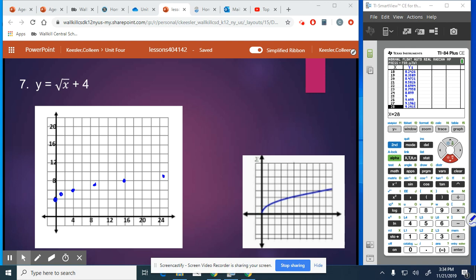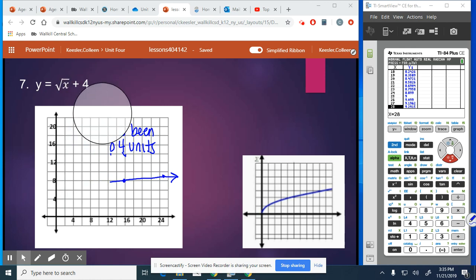So you can see again that this has that basic shape of the radical function, but it doesn't start at 0. It's up at 4. So the square root of x has been shifted up 4 units. And again, you can see that in the problem. So that up 4 happens from the plus 4 outside of the radical.